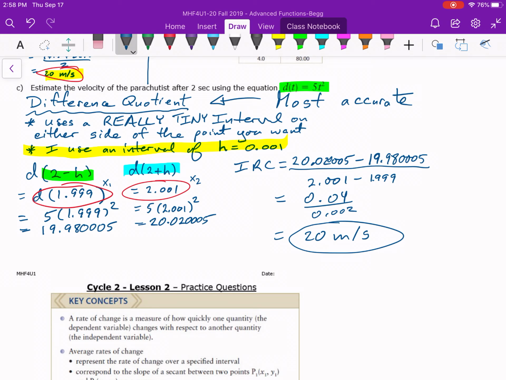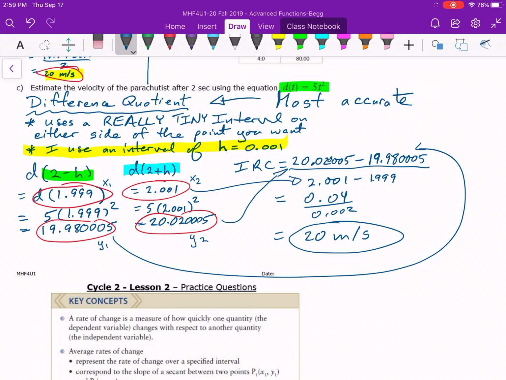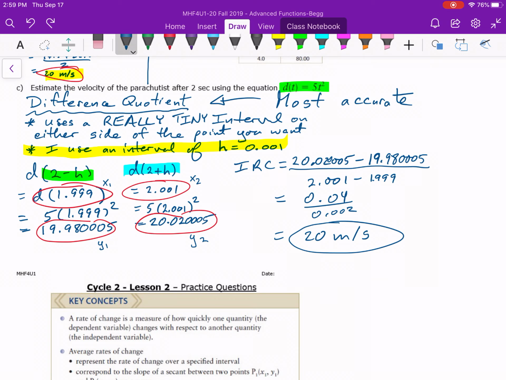Plug those into the equation, plug those into 5t squared, and when I do that, I'm going to get a y value, an output of 19.9800, etc. for the first one, and I get an output of 20.00200005 for the 2.001. And again, those are my y1 and y2 respectively. Those go into the formula. And so this one goes here, this one goes over here, this one goes here, this one goes over here. You do the slope formula, work it all out. I got, again, 20 meters per second.